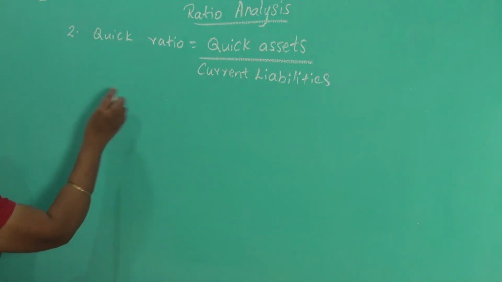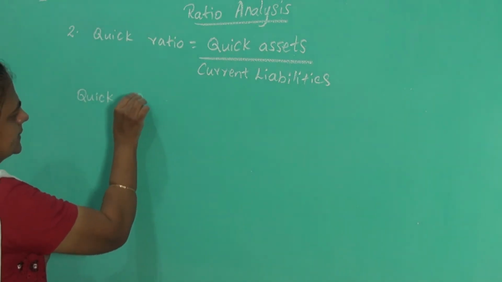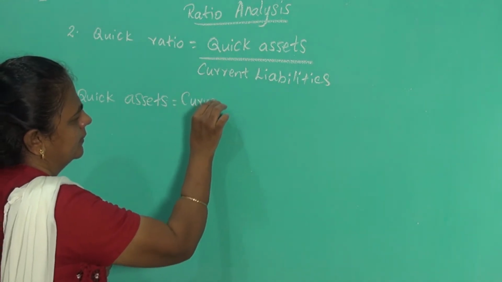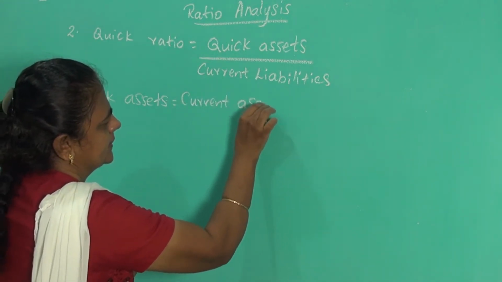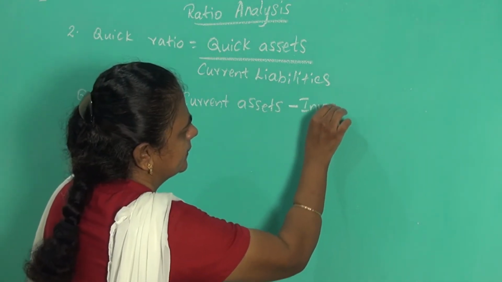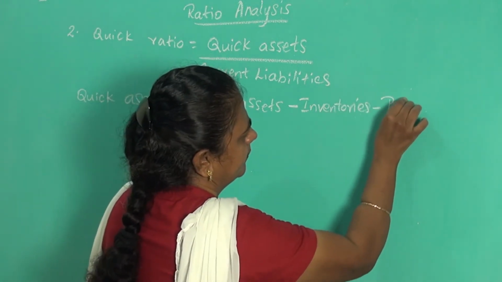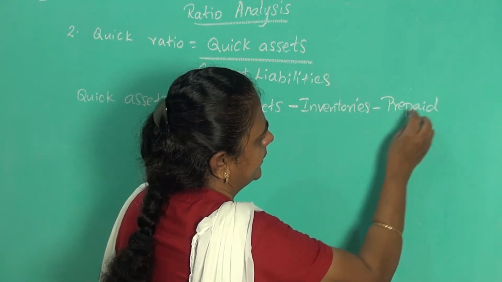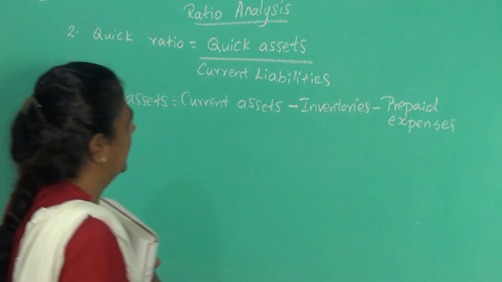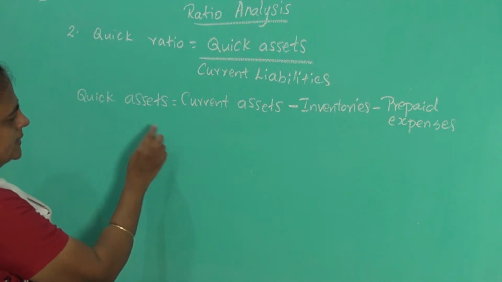Okay. First find out what are quick assets. Quick assets is equal to current assets minus inventories minus prepaid expenses. So this is the formula: current assets minus inventories minus prepaid expenses. That will give you quick assets.